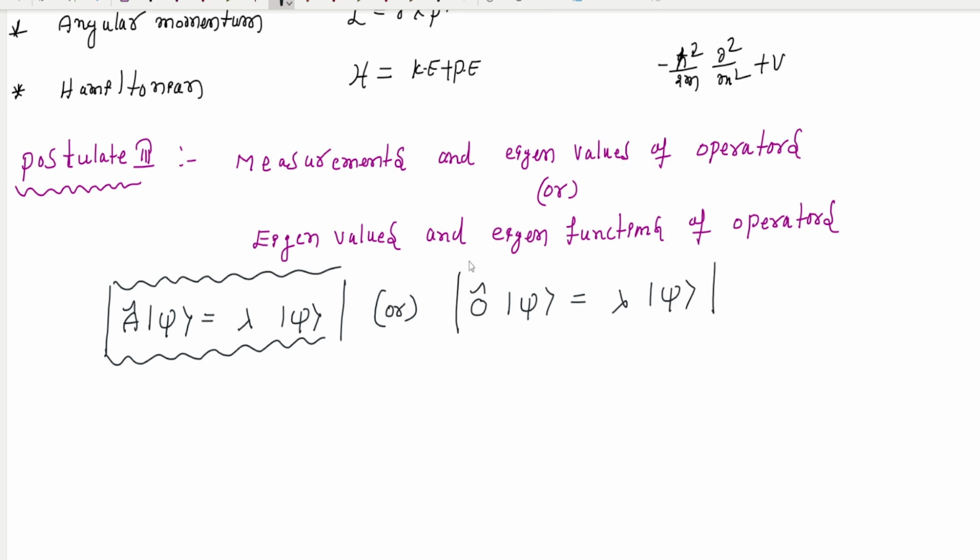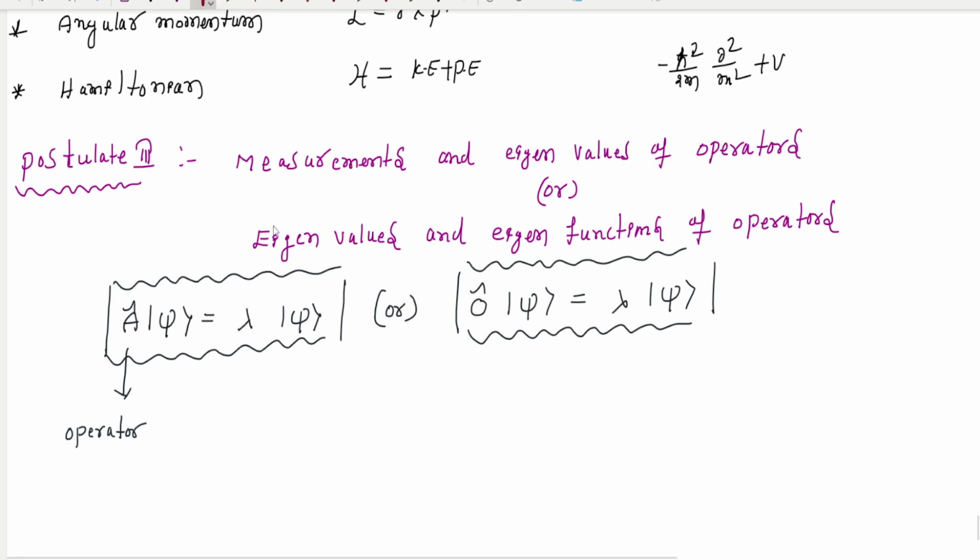This is the eigenvalue equation. Here A is the operator: position operator, momentum operator, energy operator, orbital angular momentum operator. This lambda is called the eigenvalue, and this wave function psi is the eigenfunction.